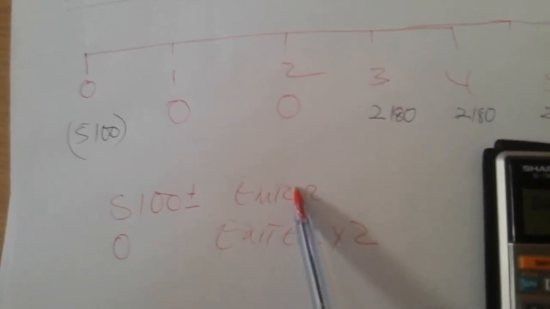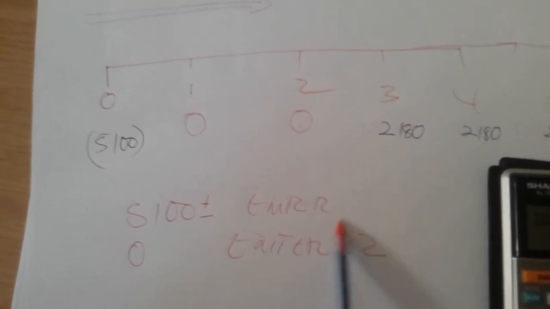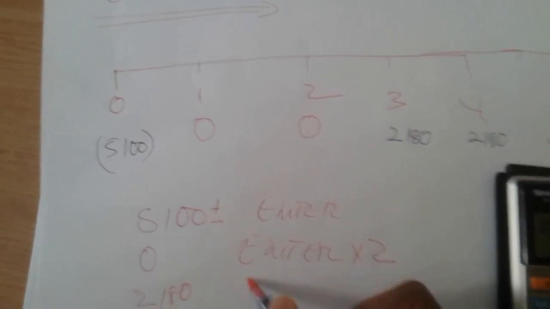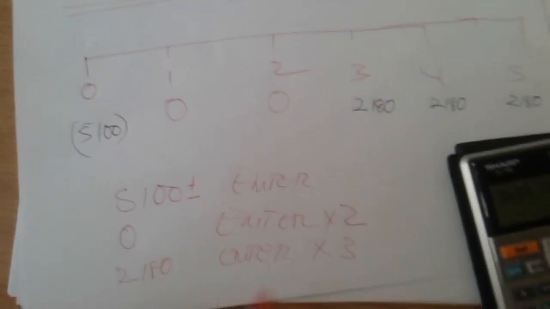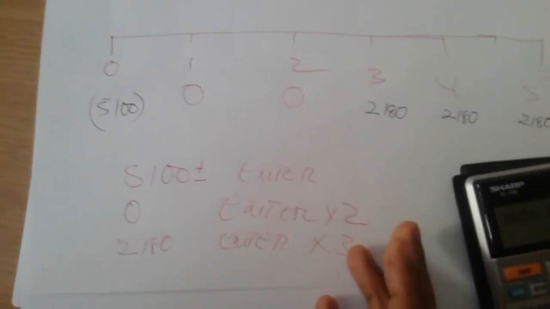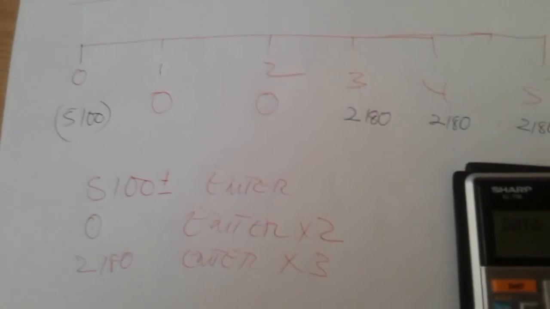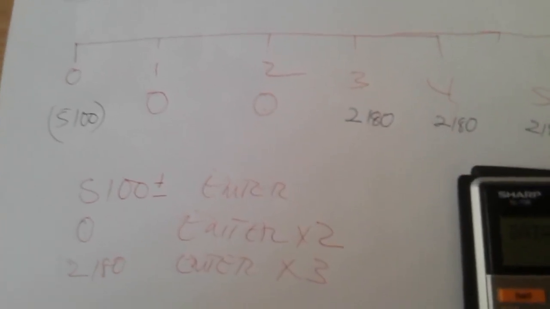5.1, enter. Then 0, enter, enter for the 2 amounts. Then 2,180, enter times 3, because there are 3 amounts. So your machine must now say CF5, right? For the 5, yes, where you lost.